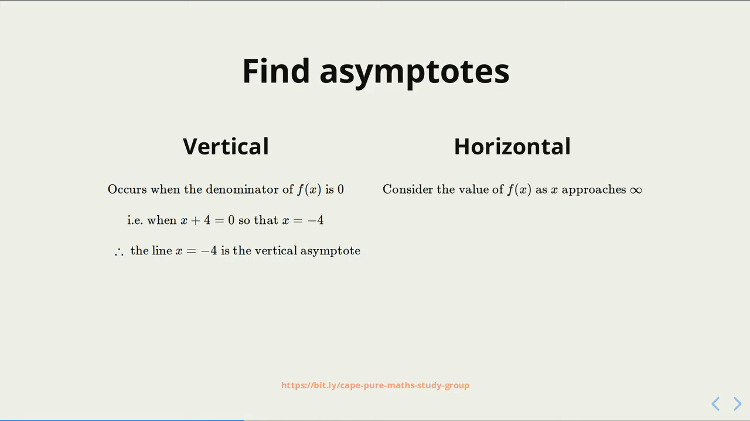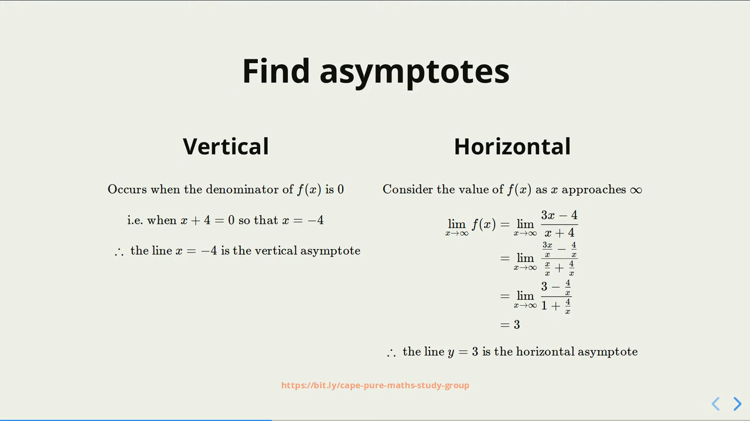To find the horizontal asymptote, we consider the value that f of x approaches as x approaches infinity. That is, we consider the value that 3x minus 4 on x plus 4 approaches as x approaches infinity. We divide throughout by x to get 3 minus 4 on x all over 1 plus 4 on x. As x tends to infinity, 4 on x tends to 0, so we get 3 divided by 1, which is equal to 3. Therefore, the line y equal to 3 is the horizontal asymptote.